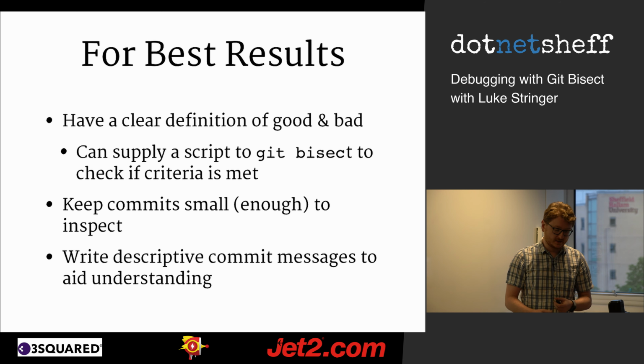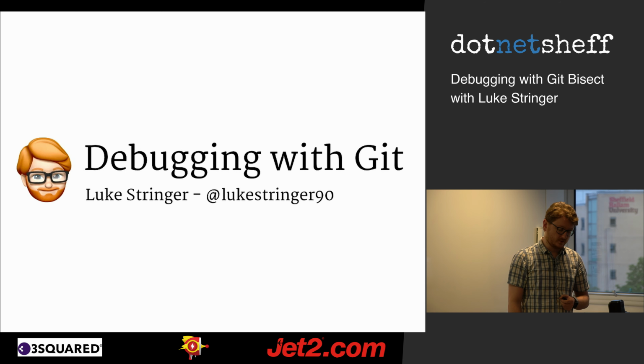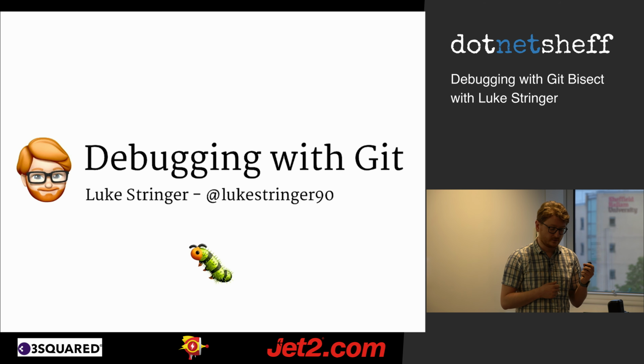So that's Git Bisect, and that's how to debug your code with Git. And hopefully now when bugs inevitably appear in your software, you've now got another way of squashing them using Git.